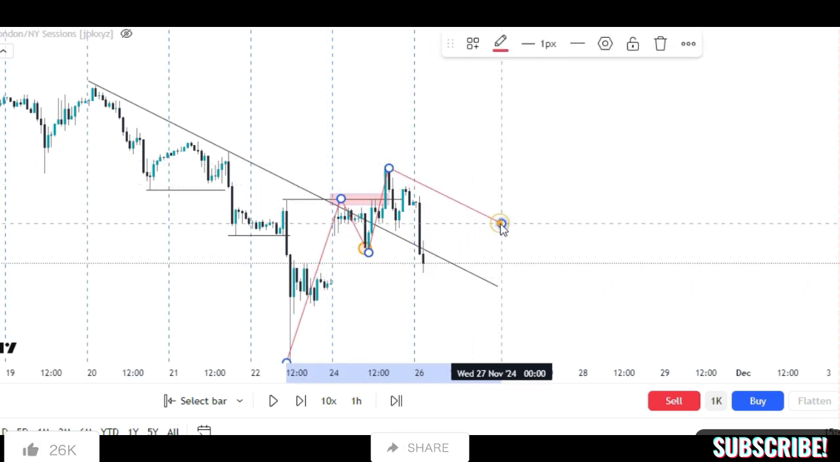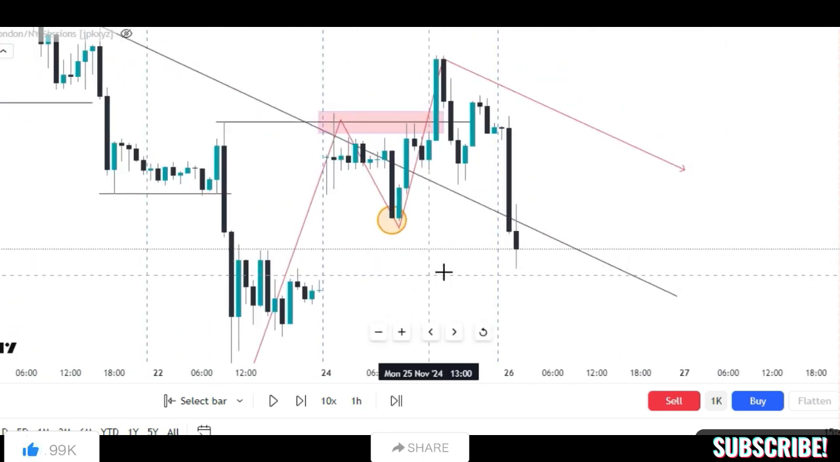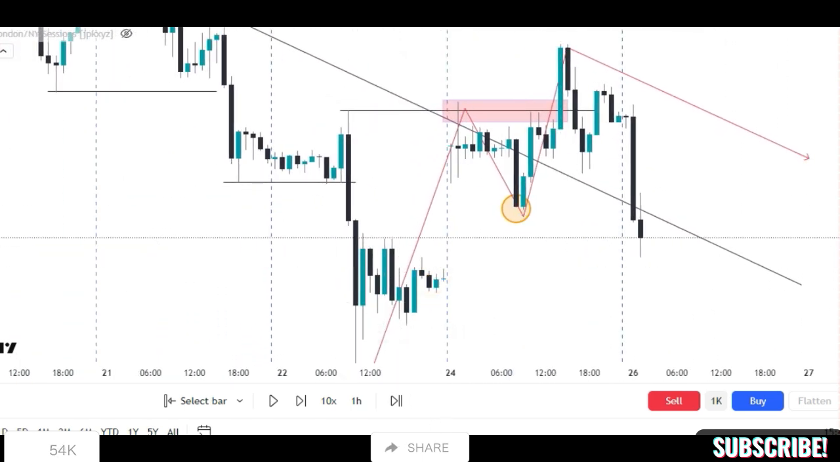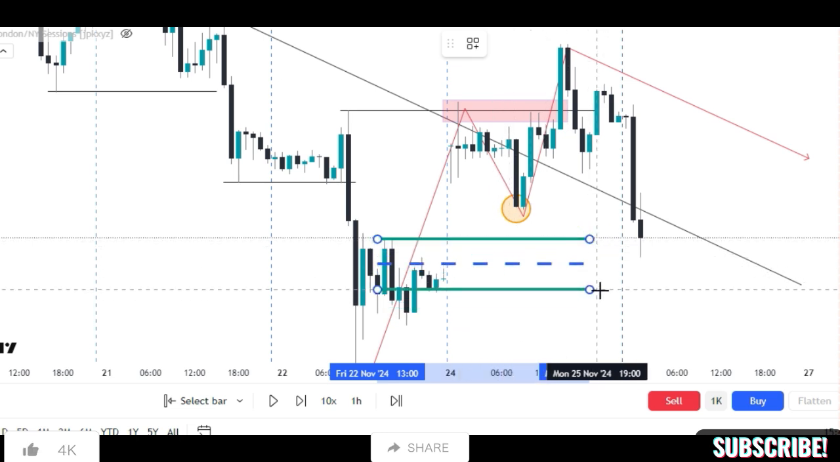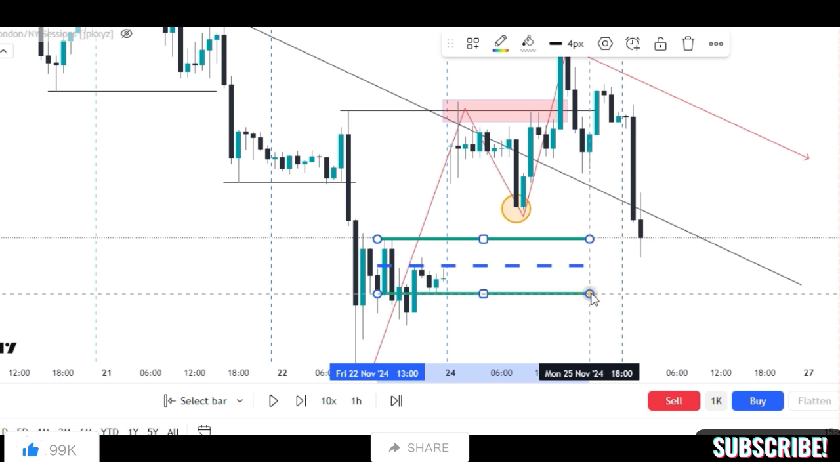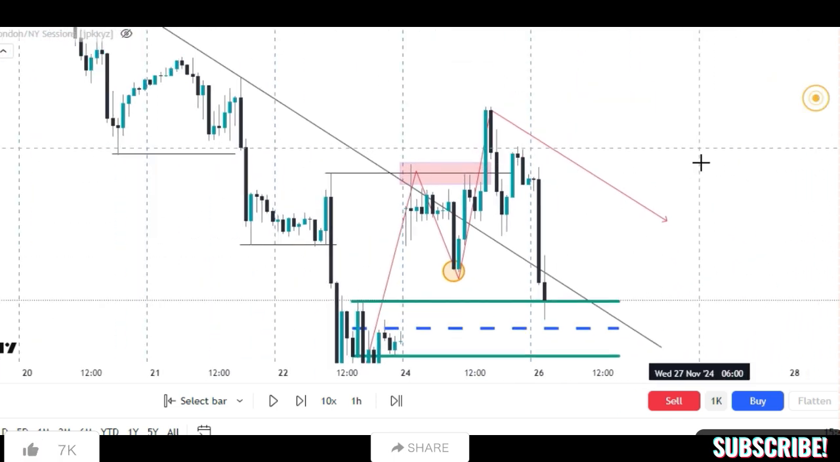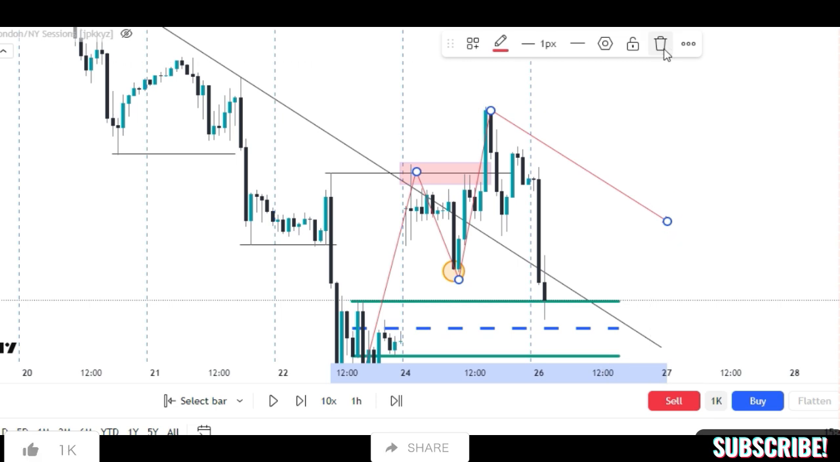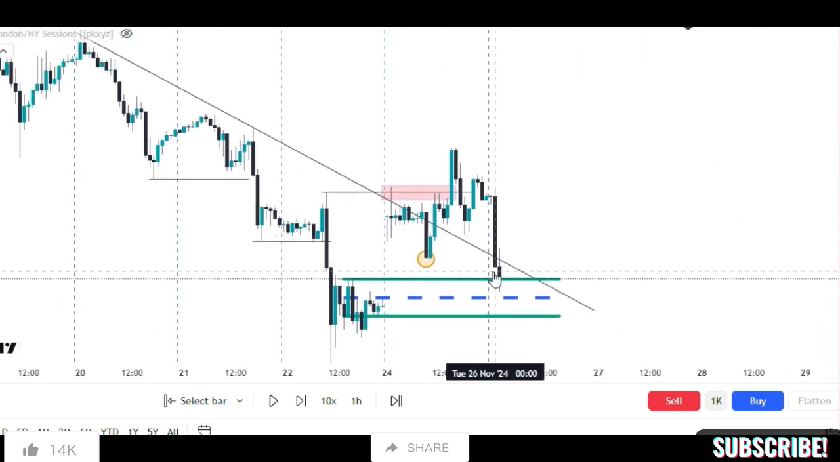So where is the breaker block? Let me just share this with you. If you look closely right here, we can see our breaker block, this particular bullish candle that engulfed the previous one. This is the breaker block. Now you just want to wait for the price to tap into that breaker block before you start looking for a buying opportunity. So now the price is here.